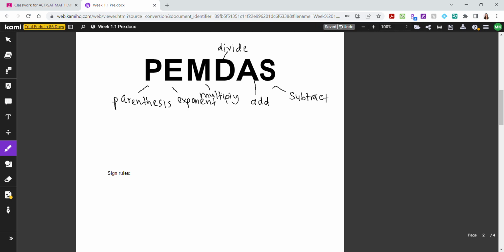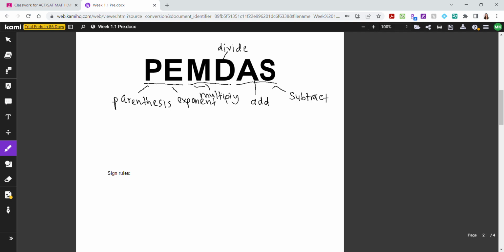With PEMDAS, remember, P and E go together, M and D go together, and A and S go together, which means you need to do the order of operations from left to right, following PEMDAS. If you were given parentheses and exponents first, you would do those first. If you were given multiplication and division, you would do those after the parentheses and exponents. We'll show you some examples in a tiny bit of how to do the order. If division comes before multiplication, you would do division first.